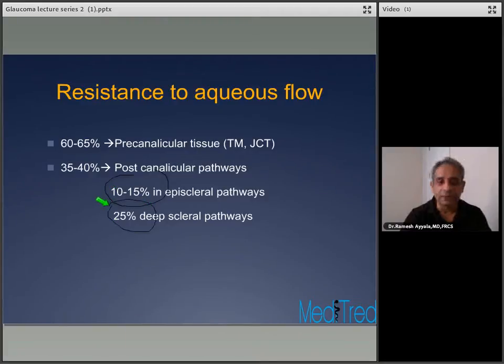Because of this, even when you bypass the trabecular and the juxtacanalicular resistance using devices such as the iStent or the Trabectome, where you strip the entire trabecular meshwork and open the canal straight into the anterior chamber, the pressures don't go down below the episcleral venous pressure. That's because there is still resistance beyond the canal. And so the maximum pressure reduction that you can expect is somewhere in the range of 15 to 16 millimeters of mercury. Important concept for you to understand.